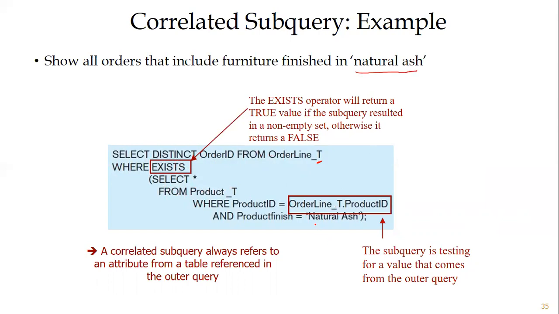For that, instead of writing order line dot product ID for one place, what we have written will just be fetched from the outer table. The inner table we are considering as product T, and this is written in our query. Now we are comparing the product ID of the inner product T table, whether it is equivalent to that, and the second condition is this. So you can utilize the EXISTS operator in this way.